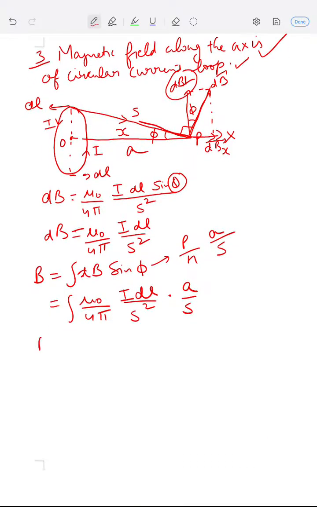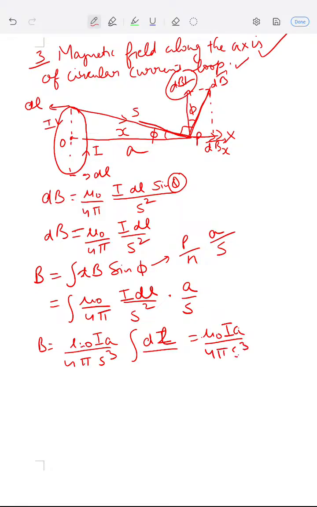So it becomes mu 0 I a upon 4 pi s cube, and change the small amount of length dl. What is the circumference of the circle? That is 2 pi a. So 2 pi a upon 4 pi s cube; pi cancels out, 2 cancels out, so it becomes mu 0 I a square upon 2 s cube.